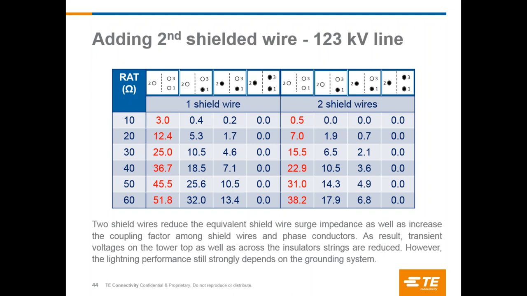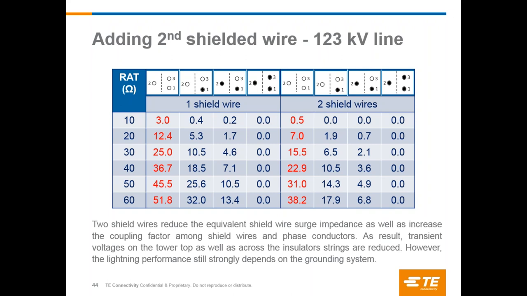When comparing two shield wires with line arrester installation just on the bottom phase of the line with one shield wire, it's possible to observe a slightly better performance for the configuration with one line arrester. Now adding two line arresters on the bottom and on the mid phase improves significantly the lightning performance for tower footing values up to 25-30 ohms.